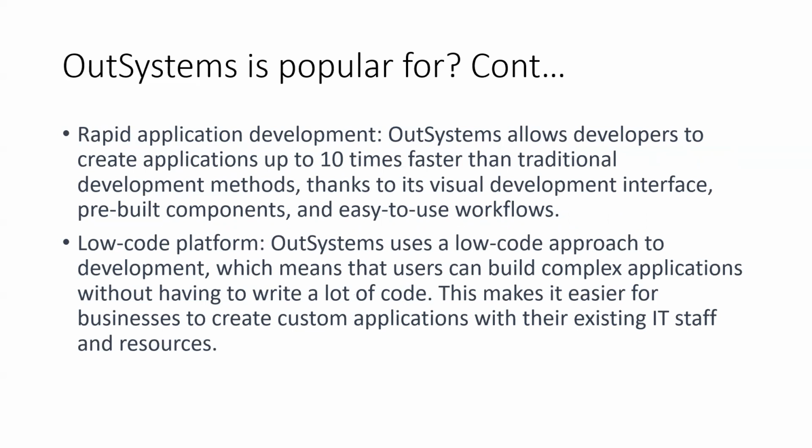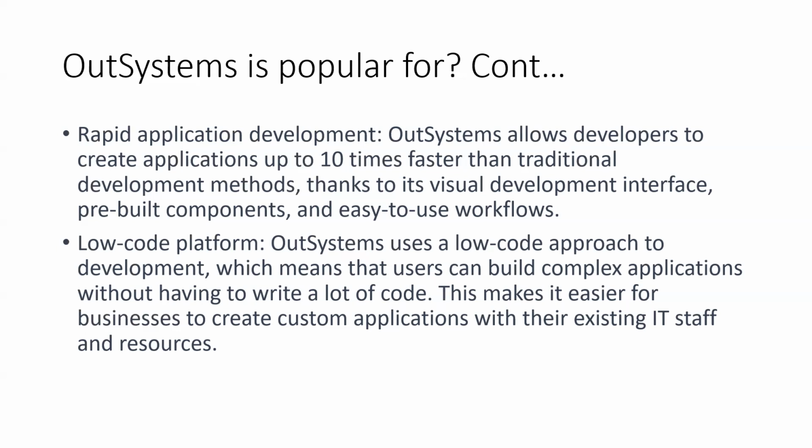So, what do we mean by rapid application development? OutSystems allows developers to create applications up to 10 times faster than traditional development methods. So it is 10 times faster when compared to traditional development methods. That's how rapidly you can develop applications. We have to thank its visual development interface, the pre-built components, and easy-to-use workflows.